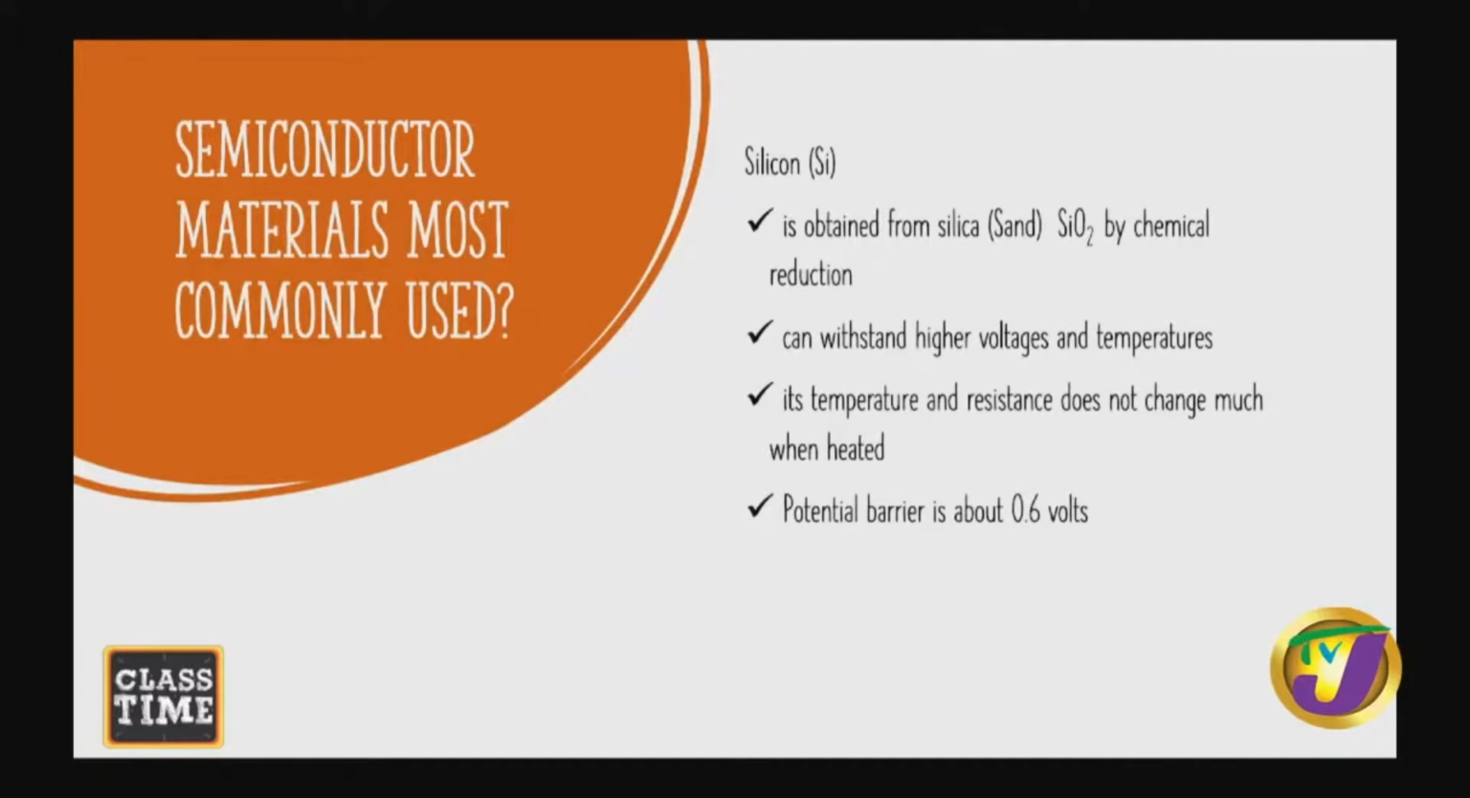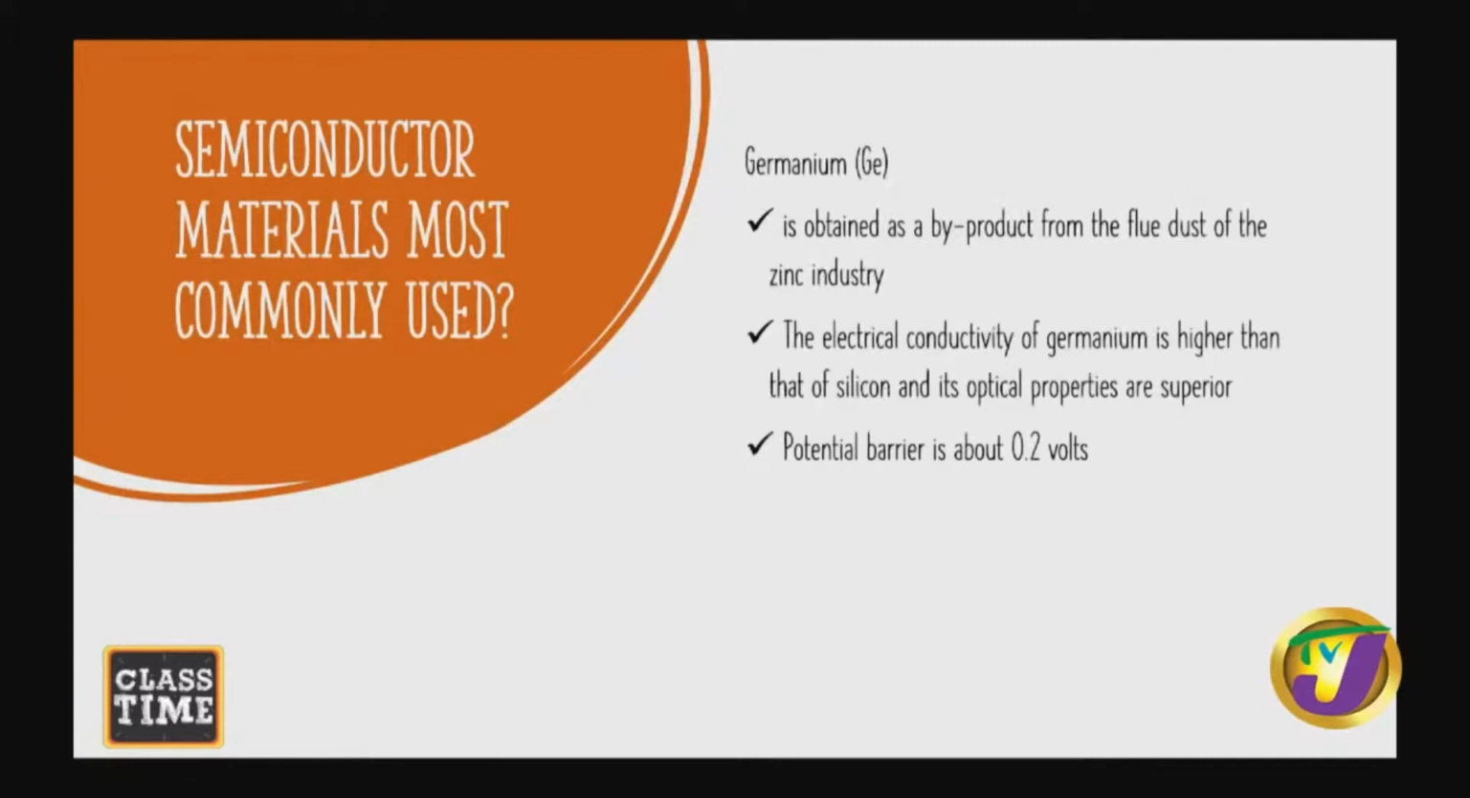Now, let's look at germanium. Germanium is obtained as a byproduct from the flue dust of the zinc industry. The electrical conductivity of germanium is higher than that of silicon, and it has more optical characteristics. The potential barrier is also smaller than that of silicon, for it is about 0.2 volts as it relates to germanium.